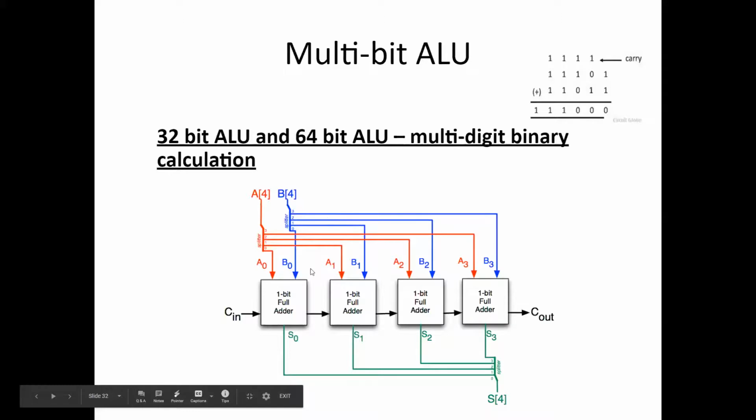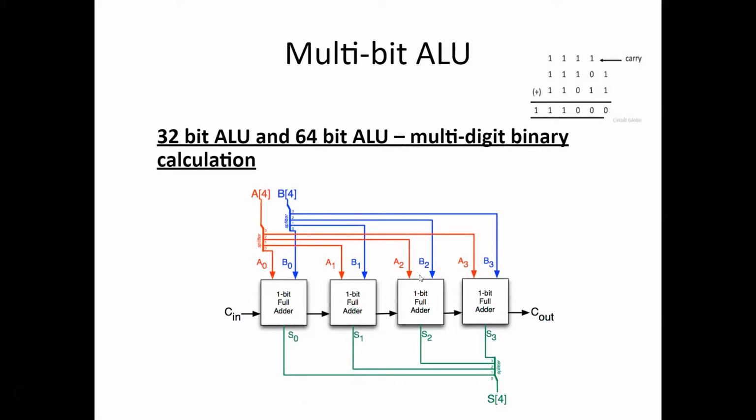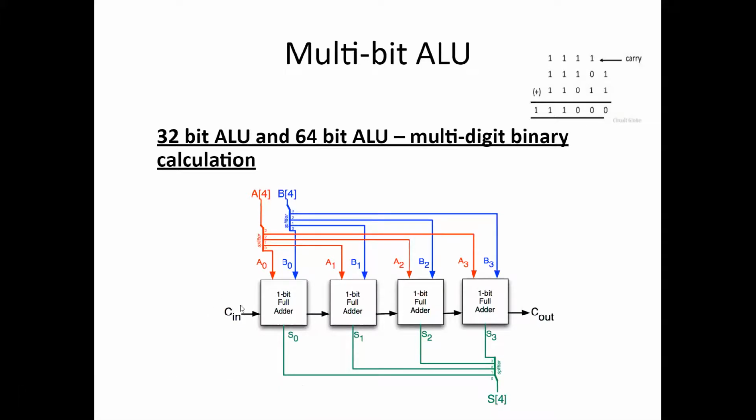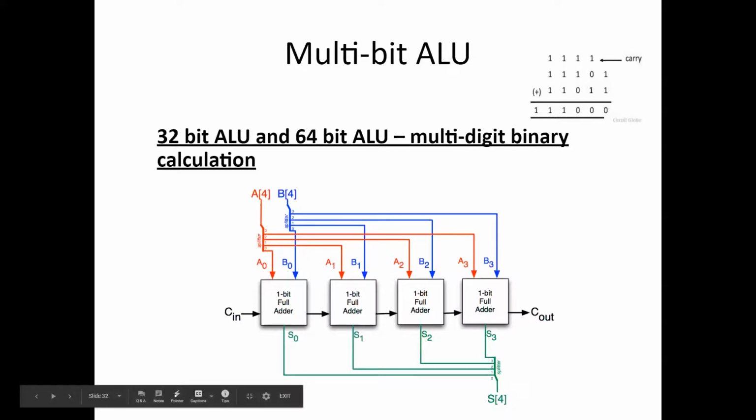Essentially, we have four 1-bit full adders over here. So this is essentially a 4-bit ALU. We take in 4 separate numbers, and they're getting added together. It'll also take in the carry in, and it will produce a carry out, and it will produce its output.